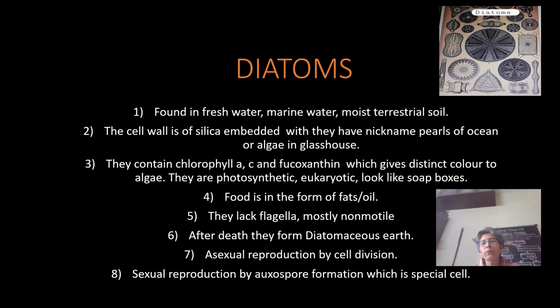They contain chlorophyll A, C and fucoxanthin. Chlorophyll A and C help to perform the function of photosynthesis. So the cells are photosynthetic, and the pigment fucoxanthin gives a distinct color to the algae, and these look like soap boxes.